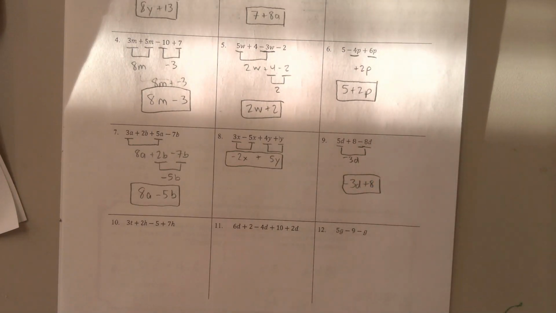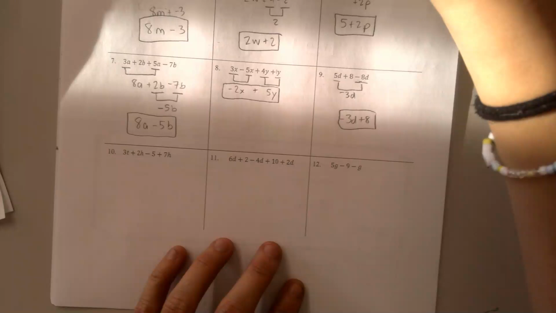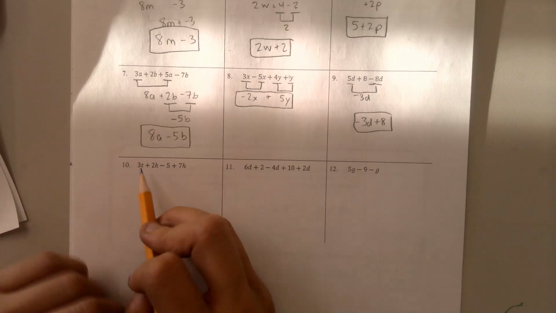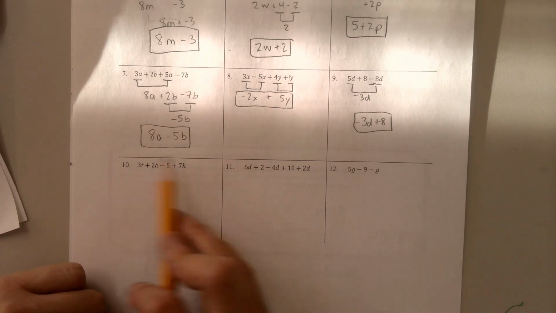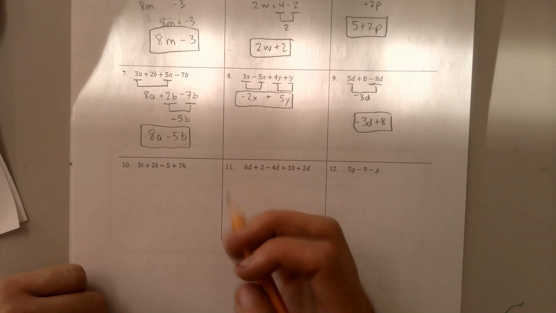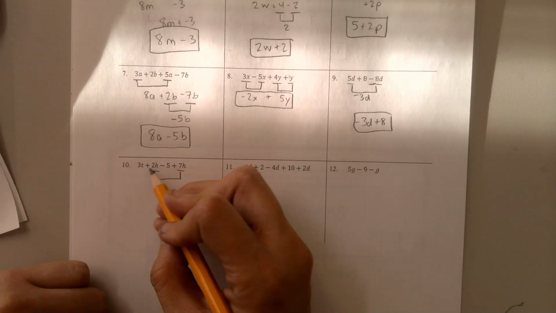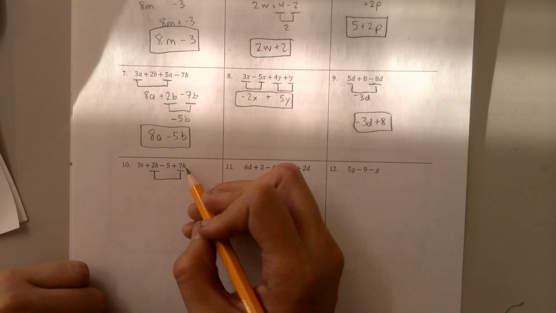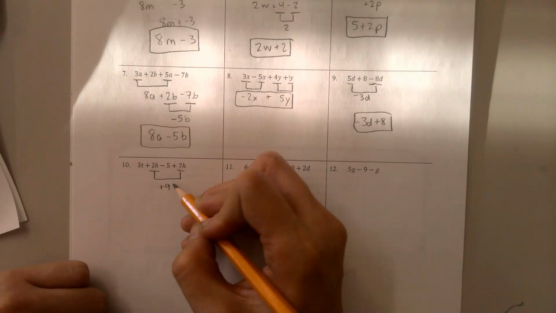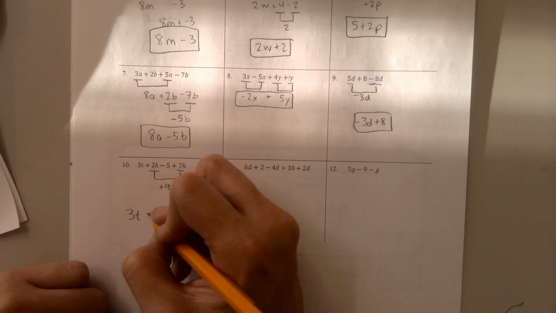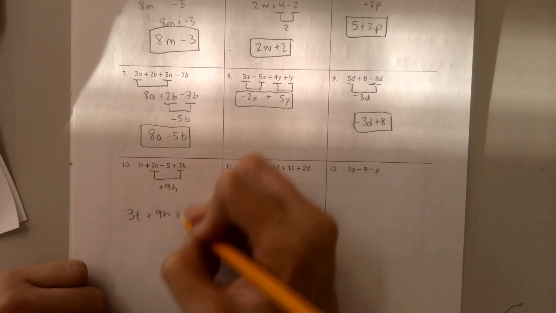Alright, almost done with this combining like terms. We have, so this is tricky. So this one is only a t. There's no other t, so we can't combine it. The only thing we can combine are these h's. So we have positive 2h, positive 7h, so that becomes positive 9h. And then the rest of it we can't combine. So it's 3t plus 9h minus 5.